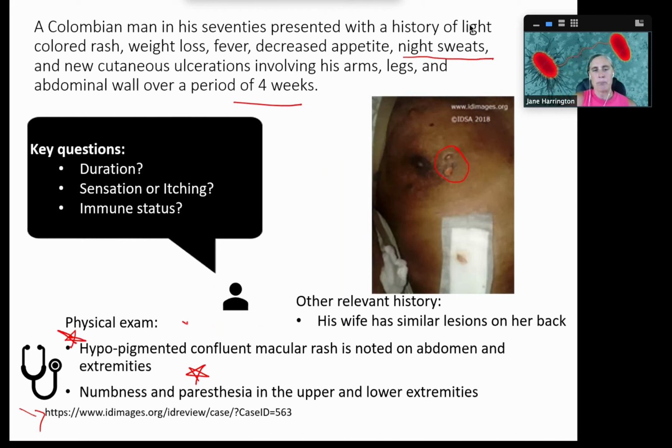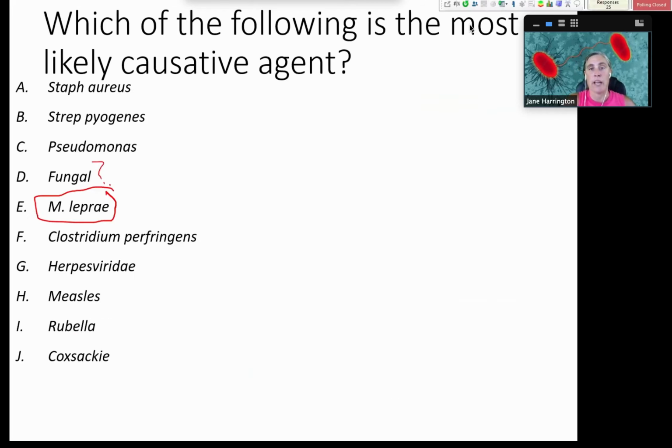But these hypopigmented confluent macular rash with loss of sensation, that's very characteristic of leprosy. So the Mycobacterium leprae, it's an acid fast bacilli. But let's go ahead and look at the different case.